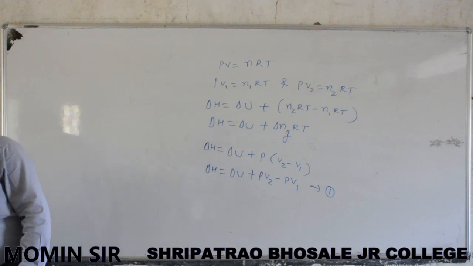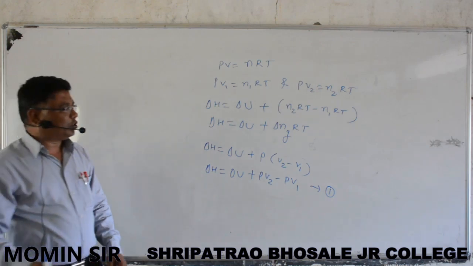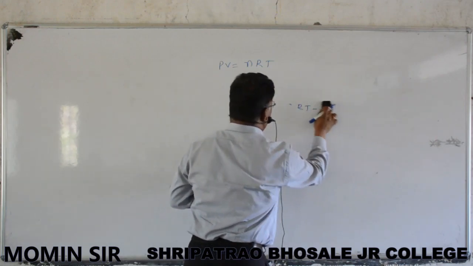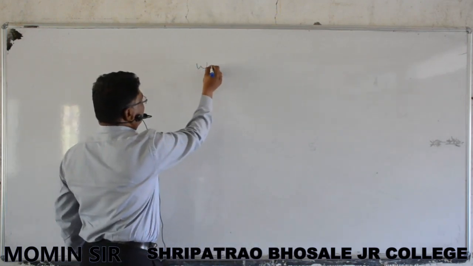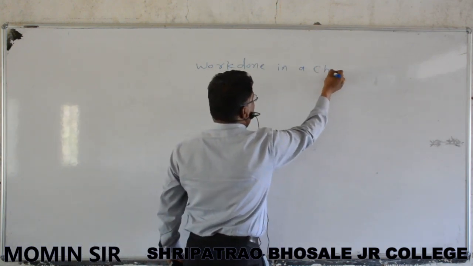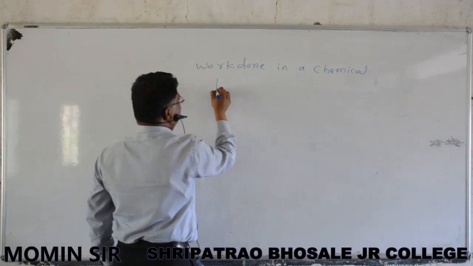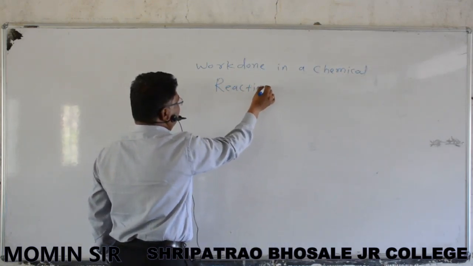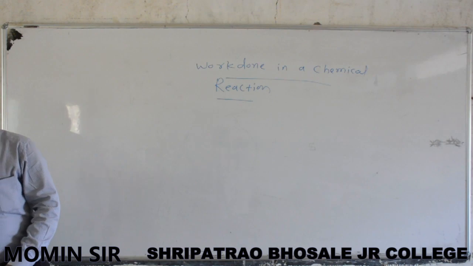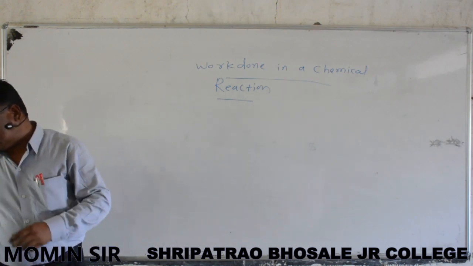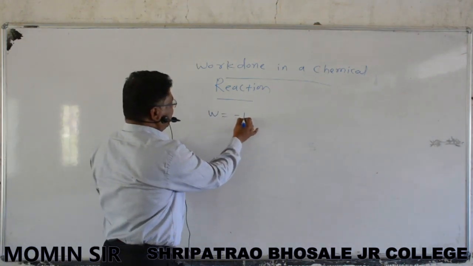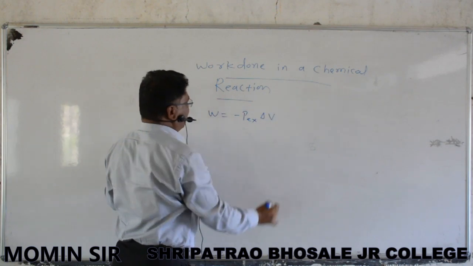Next point, work done in a chemical reaction. Here, you know that work done in a chemical reaction is given by the equation W is equal to minus P external into delta V.